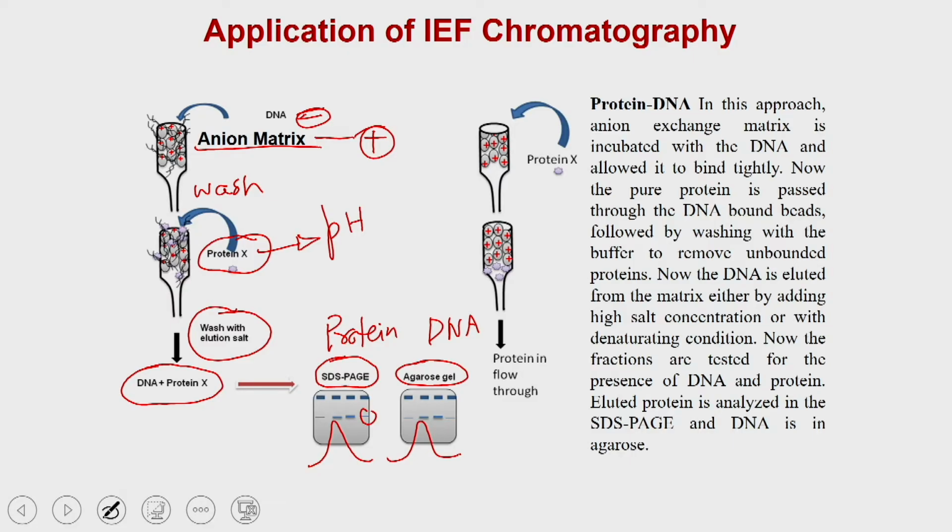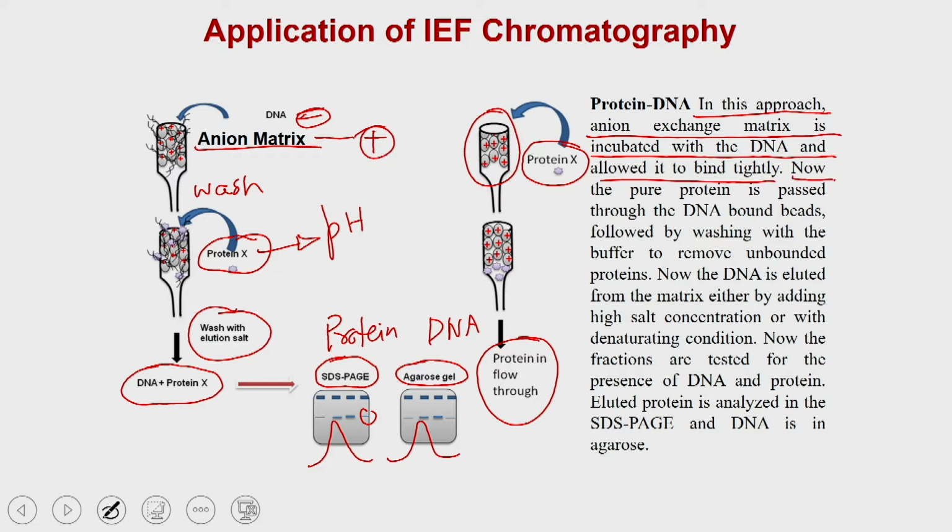To clarify whether this pattern is simply because protein X is interacting with the DNA, you have to run a control reaction where you load protein X onto the anion column, and in that case the protein should not bind and should be present in the flow through. That is the control reaction you have to do to ensure that the protein is not binding directly to the column, but is binding to the DNA which is bound to the beads. That is what is written in this approach: the anion exchange matrix is incubated with the DNA and allowed to bind tightly.